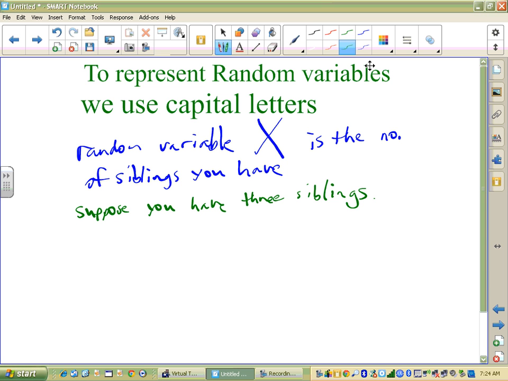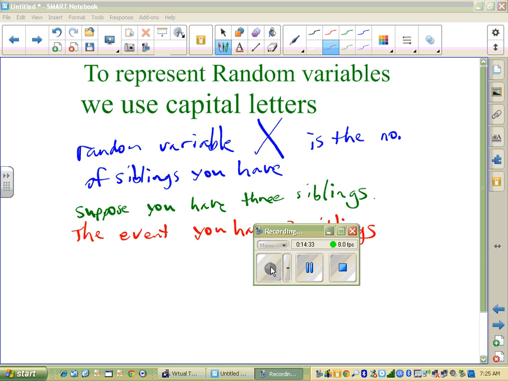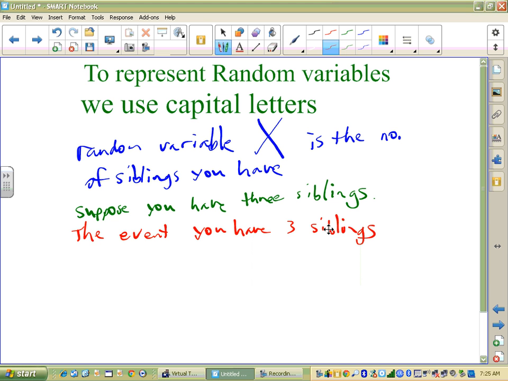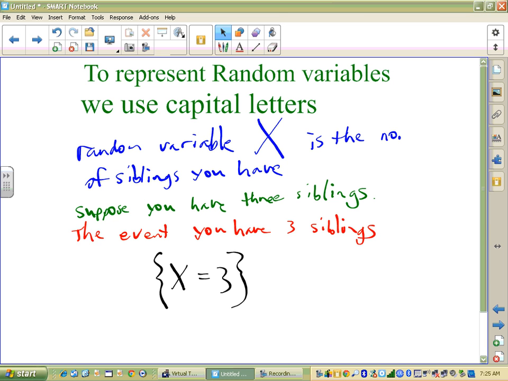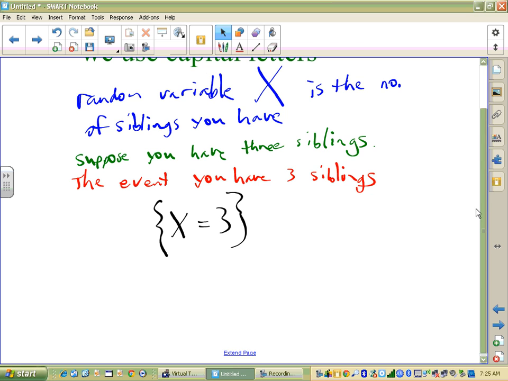If that's the case, we need some way to notationally represent that. So, notationally, the event you have 3 siblings, where the variable X is the number of siblings, where the number of siblings you have then is represented by the variable X. The event you have 3 siblings is represented using this notation. We say, and we use braces for set notation, capital X equals 3, end brace. Okay? So the event you have 3 siblings would be represented using this notation.